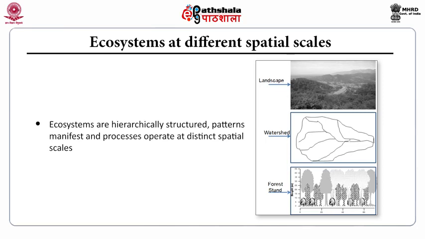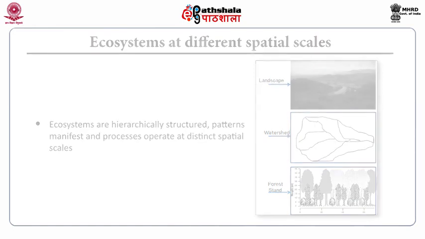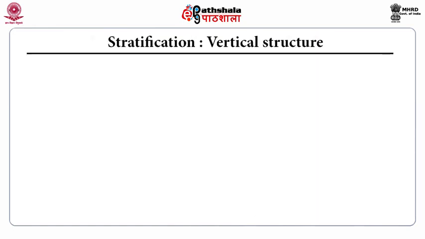So the ecosystems are hierarchically structured, as we have explained, occurring from the forest stand to the watershed and the landscape level. And the patterns manifest and processes operate at distinct spatial scales. Stratification refers to the vertical structure occurring in an ecosystem.